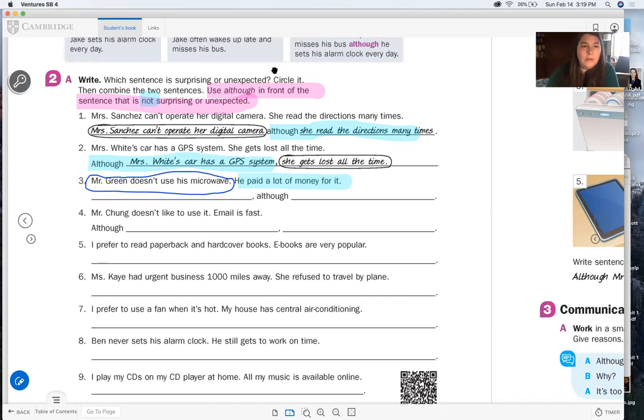Circle the sentence that is surprising. That's the part you don't use although with. Then use although in front of the sentence that's not surprising, okay? In addition to although, you can also use even though, 2 words, same meaning, okay? So go ahead and stop the video, and then press play when you are finished. I'll show you the answers shortly.